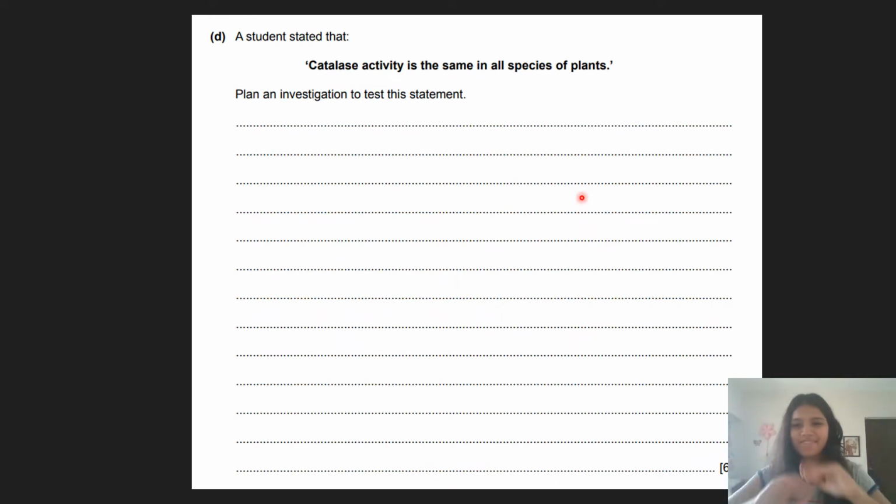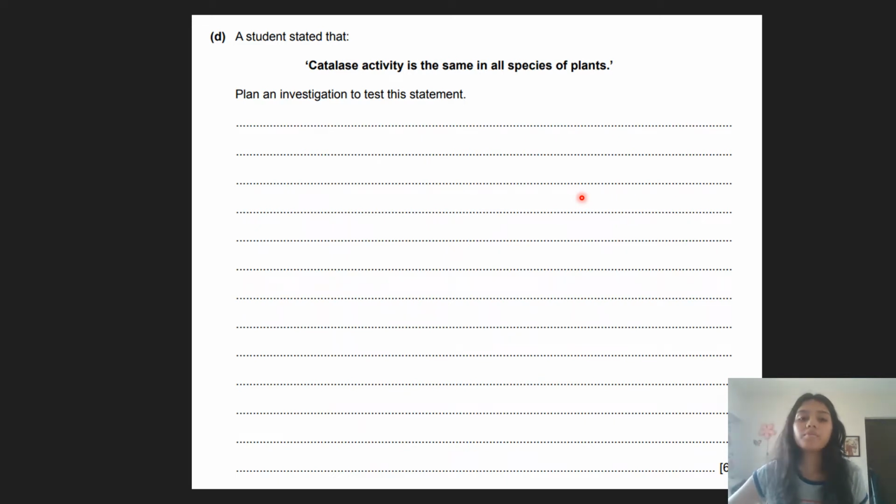Okay, next. This is my favorite. I love 6 markers. A student stated that catalase activity is same in all species of plants. Plan an investigation, 6 marks. Okay, first what we're going to do is identify the independent variable. So the independent variable is going to be species of plants. Why? Because here we're testing whether catalase activity is influenced by different species of plants, whether catalase activity is dependent on the species of plant. So therefore, species of plant becomes your independent variable and catalase activity becomes your dependent variable.